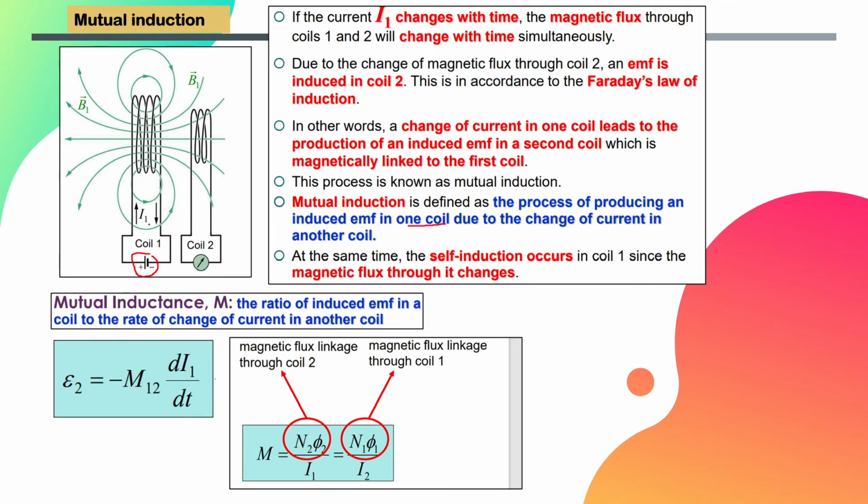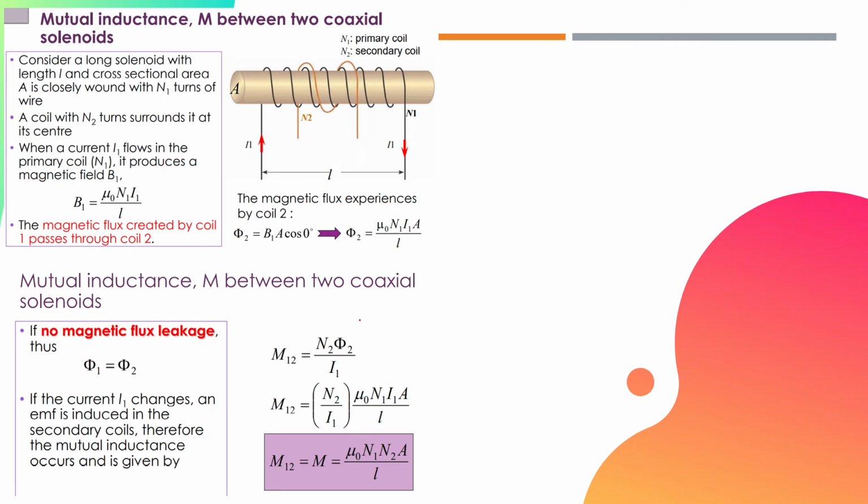I1, because I1 is the one with the battery. Okay, so yes, look at here. This is another equation of the mutual inductance.